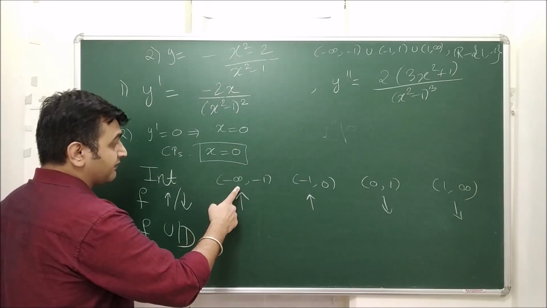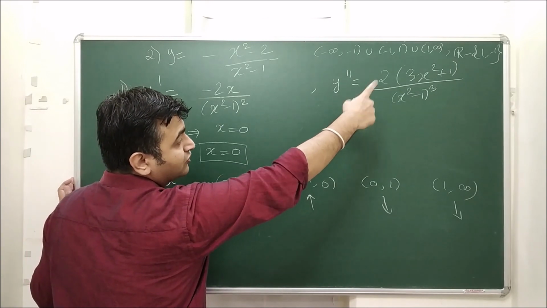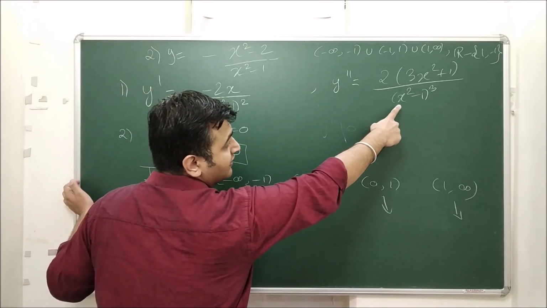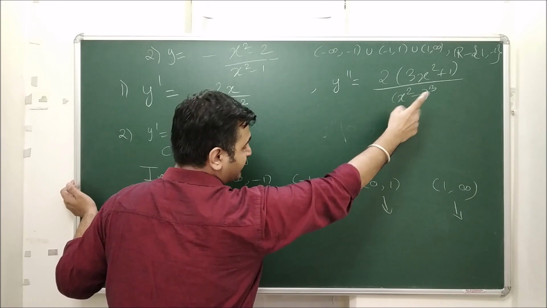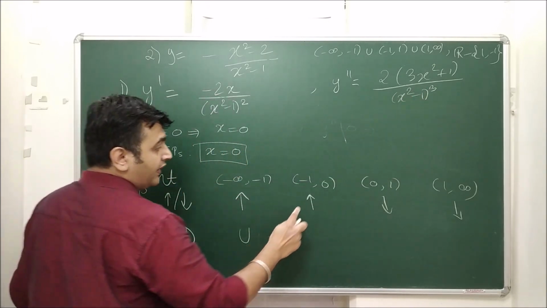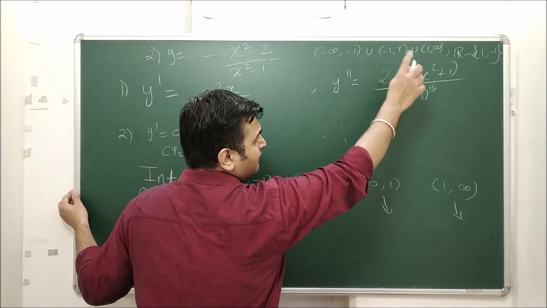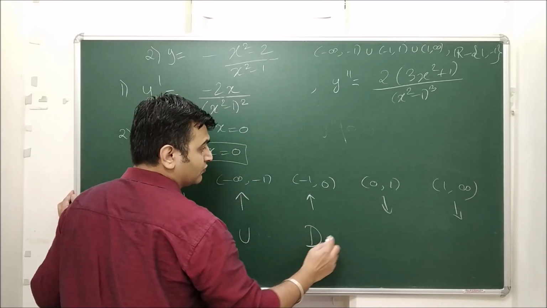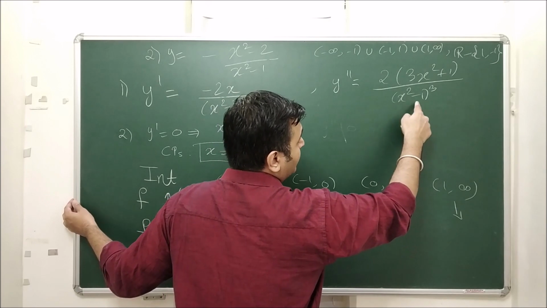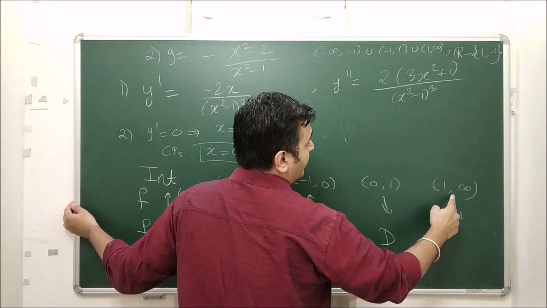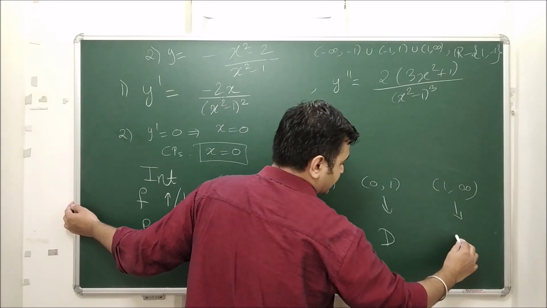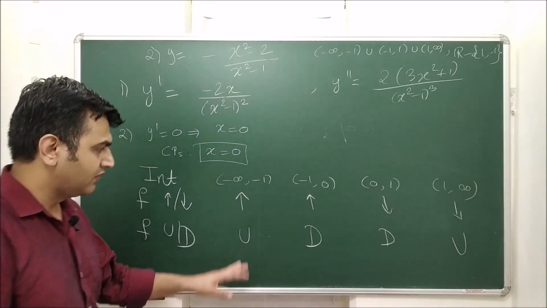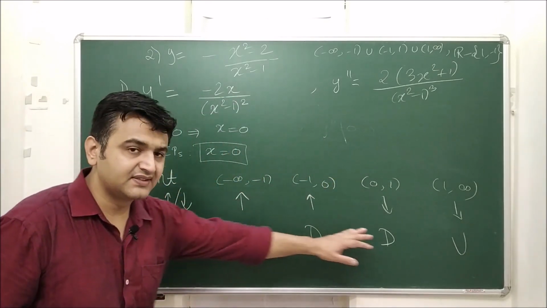Now concave up and down. If I take minus 2, the numerator is always positive, and the denominator at minus 2 is positive, so it is concave up. If I take minus half, the numerator is always positive, and 1/4 minus 1 is negative, so this is down. If I take plus half, this is negative, so down. And if I take 2 over here, then this is up. If you're not sure, you can pause the video and check the signs.